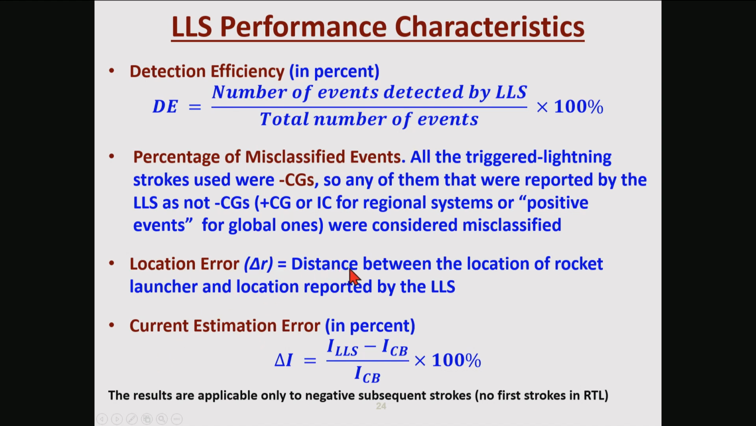Location error, this is straightforward. It is simply the distance between the location of the rocket launcher, and that location is known precisely, and the location reported by the lightning locating system.